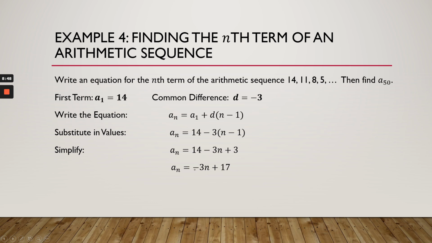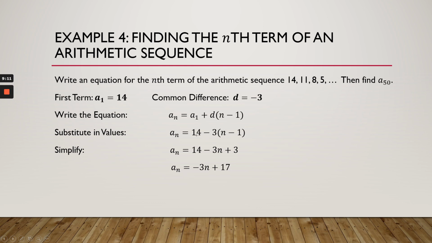Now, what I'm also showing right here with this simplifying step is to show, notice it can be changed into y equals mx plus b. So yeah, we had a slope of negative 3. Our y-intercept would have been at 17. These are the same equation. However, when you're given a sequence, many times it's easier just to write it like that.